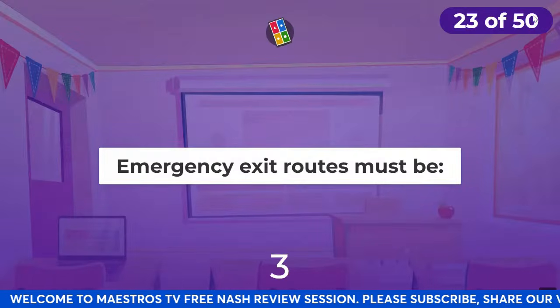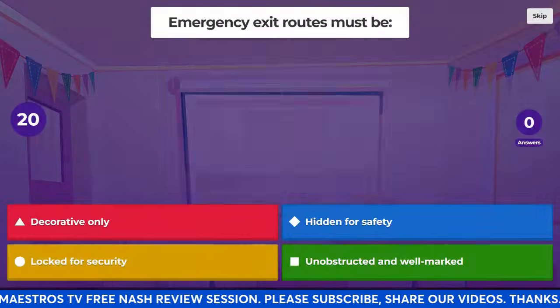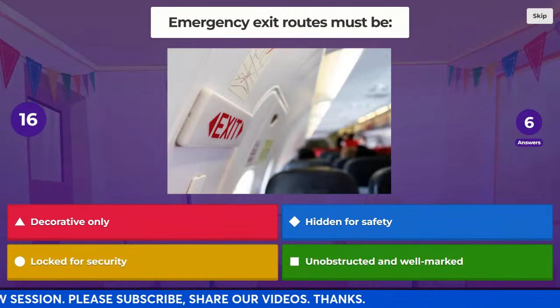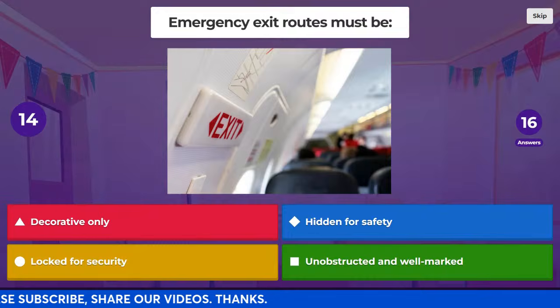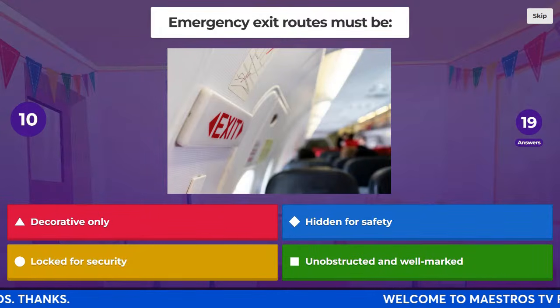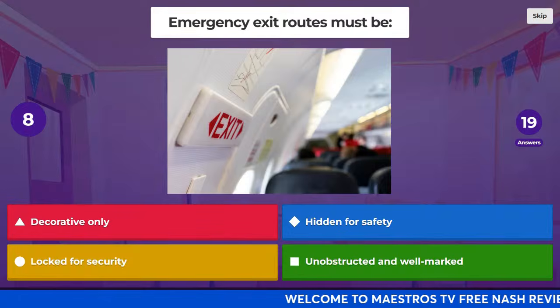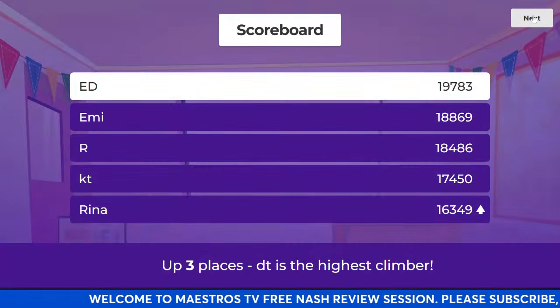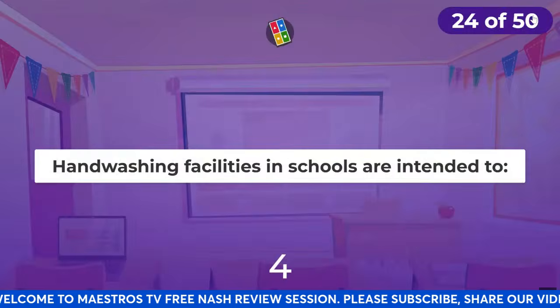Next, emergency exit routes must be decorative, locked, hidden, or unobstructed and well marked. Green is the answer. 16. Ed, Emmy, R, Katie, and Rina.